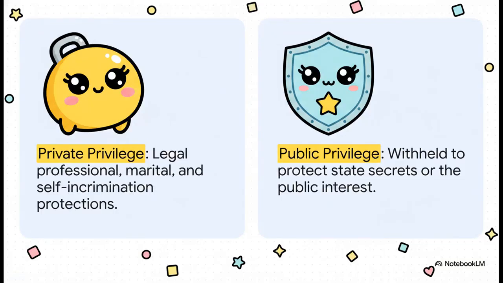And we also have privileged evidence. This is perfectly good, relevant evidence, but the law lets you hide it to protect a specific relationship. The big takeaway for your test here is knowing the difference between private and public privilege. Private privileges are things like attorney-client confidentiality, marital privilege between spouses, and the right against self-incrimination. Contrast those with public privilege, which is all about protecting the greater good, like state secrets or police informants. Make sure you can easily tell them apart.